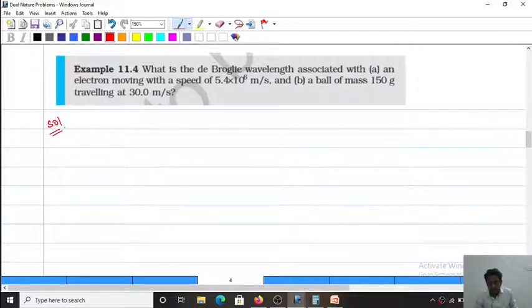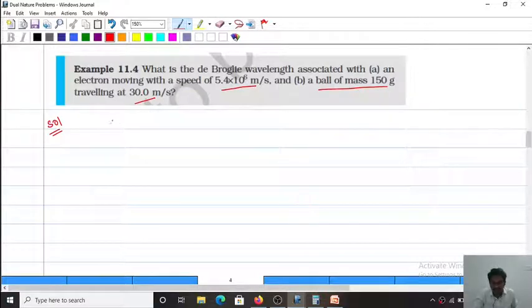Solution to the 11.4 problem. What is the de Broglie wavelength associated with an electron moving with a speed of 5.4 × 10^6 meter per second? And if a ball of mass 150 grams is traveling at 30 meter per second, what is the de Broglie wavelength? So what is de Broglie's hypothesis? A material particle in motion is associated with a wave, that is called de Broglie wave, and we need to find out the wavelength of the de Broglie wave.